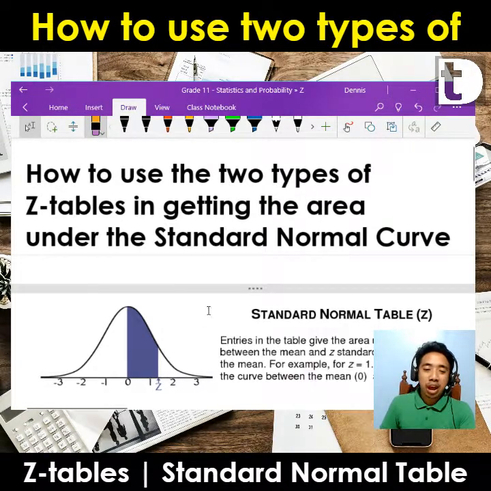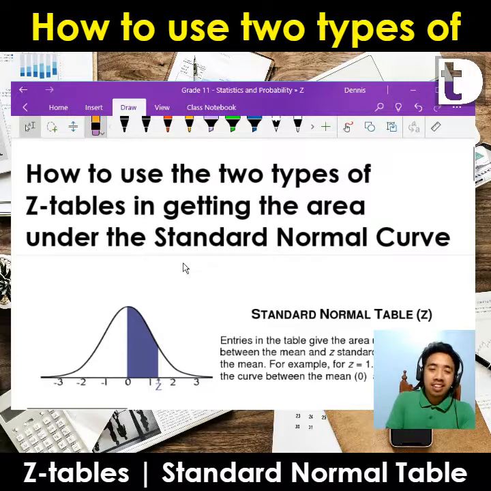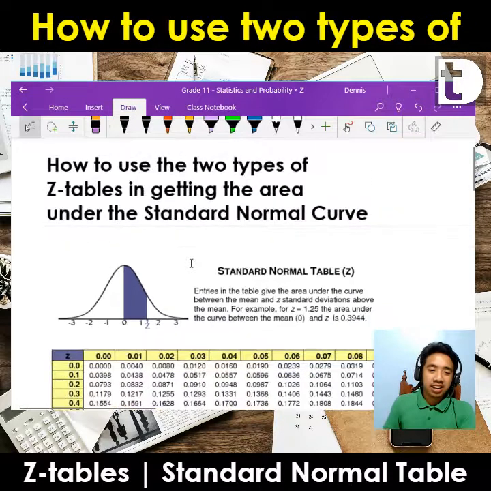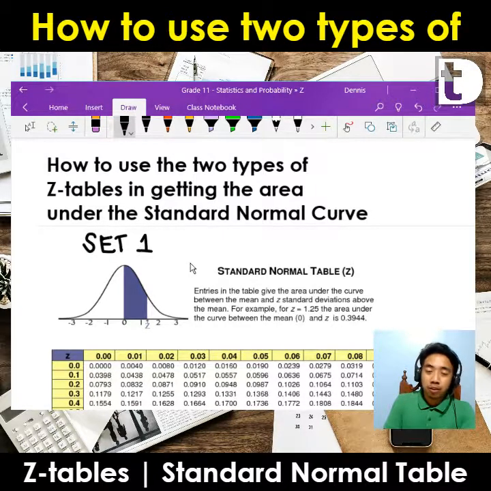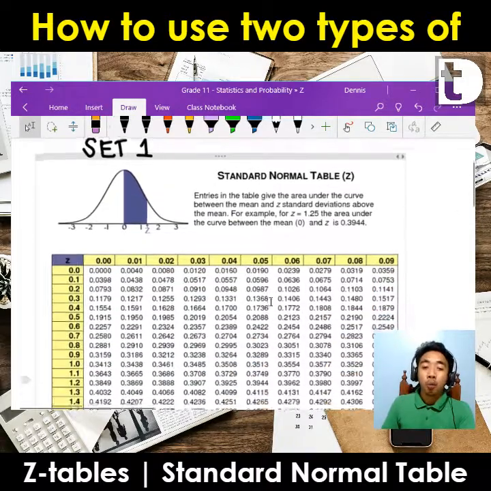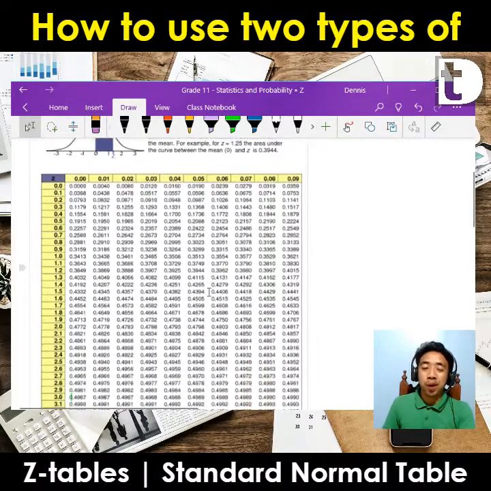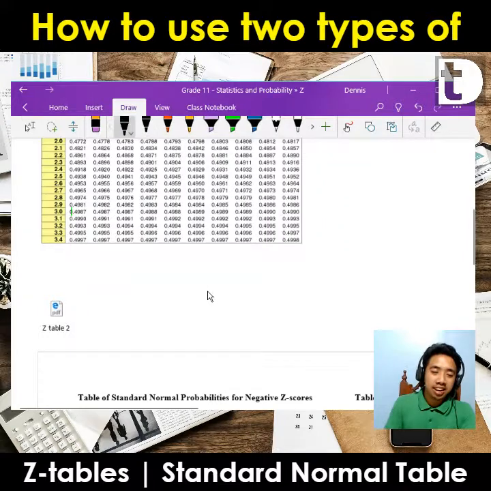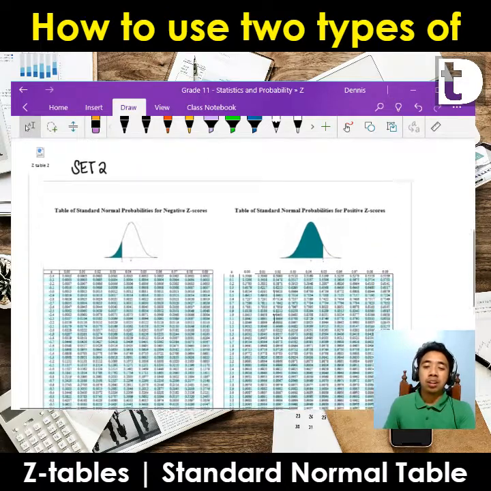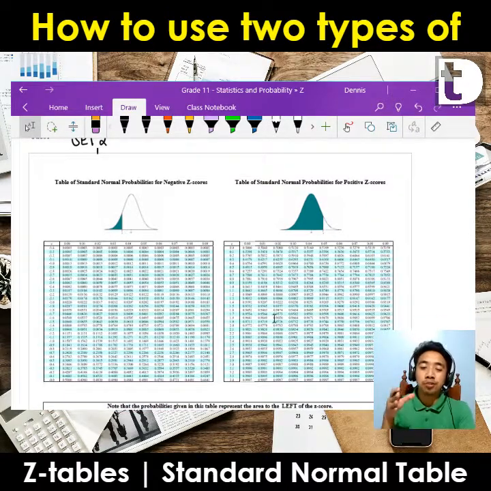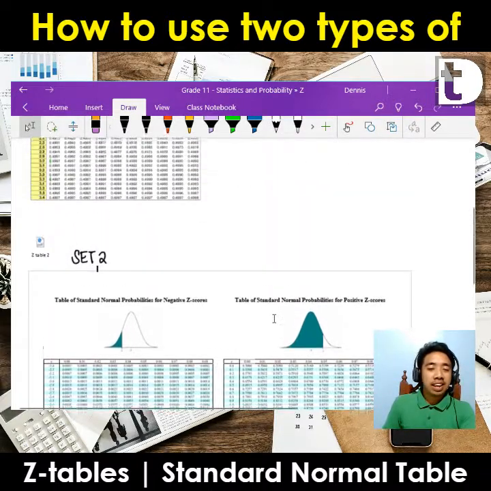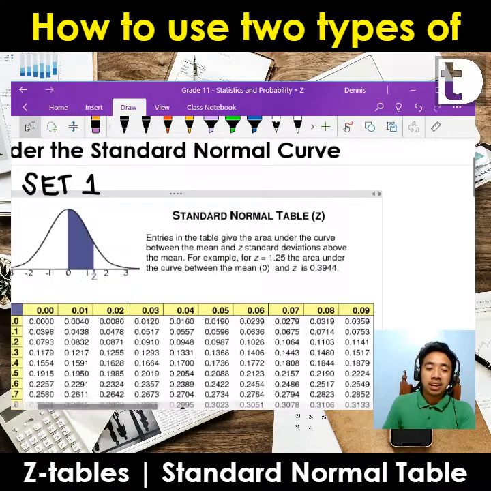For the sake of our discussion, let's denote the first set of tables as, of course, set 1. So that you won't forget set 1, we only have one table in this set for the z-scores, while in our set 2, we have two tables. We have two tables for negative z-scores and for positive z-scores. So let's discuss the main difference between these two sets.